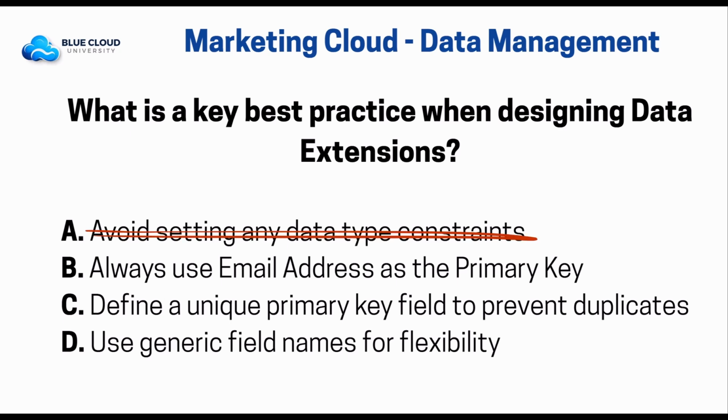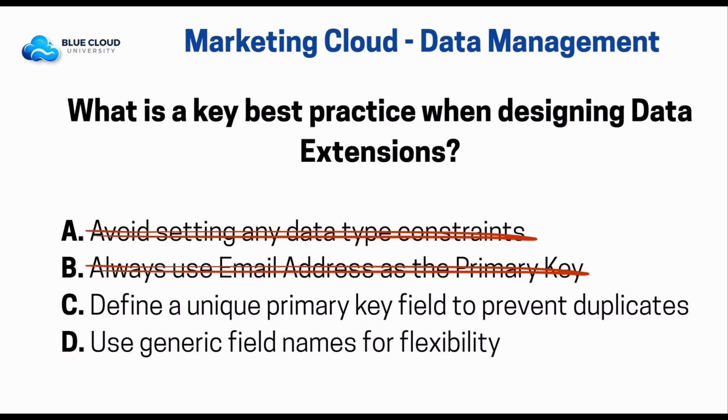Answer B is saying always use email address as the primary key. And as I just mentioned, the problem with an email address or anything that might be variable is just that. It may change over time. And so we don't want to have something that we're going to have to replace on a regular basis because that ends up creating duplicate records. So let's not go with that one either.